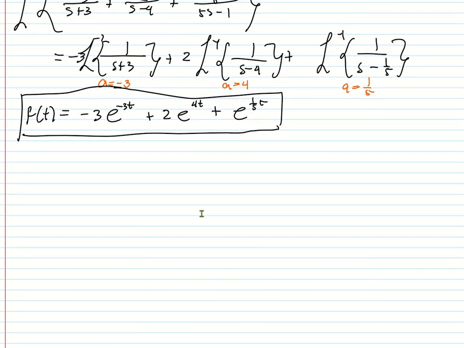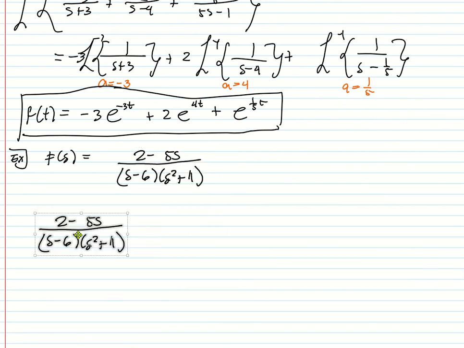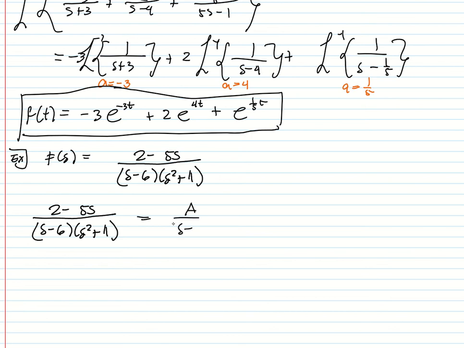Another example here, example f of s is equal to 2 minus 5s all over s minus 6 multiplied by s squared plus 11. Which case is this? This is case number 1 and 2. So we can reduce this into partial fractions, which is equivalent to the first one, a over s minus 6. That is just case number 2.